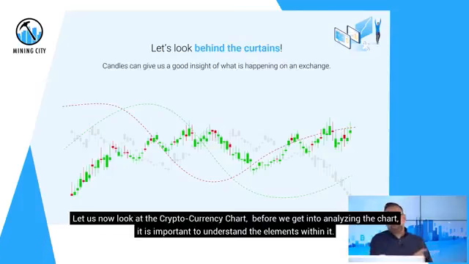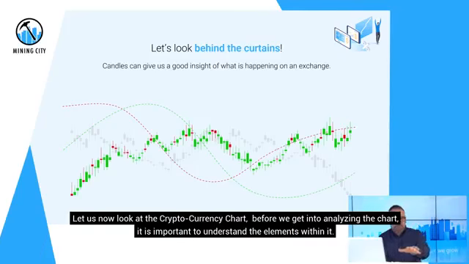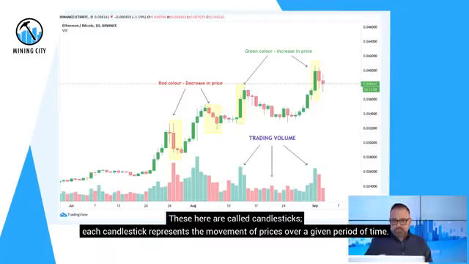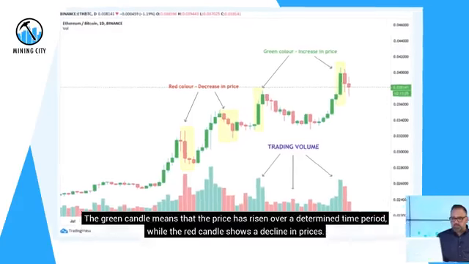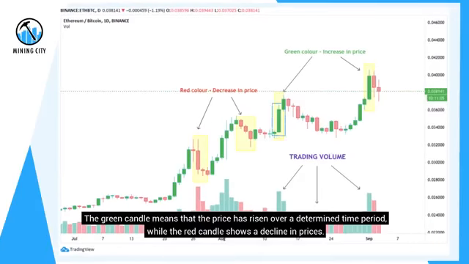Let us now look at the cryptocurrency chart. Before we get into analyzing the chart, it is important to understand all the elements within the chart itself. Take a look. These here are called candlesticks. Each candlestick represents the movement of prices over a given period of time. The green candle, like this one here, means that the price has risen over a determined time period, while the red candle, like the one here, shows a decline in prices.